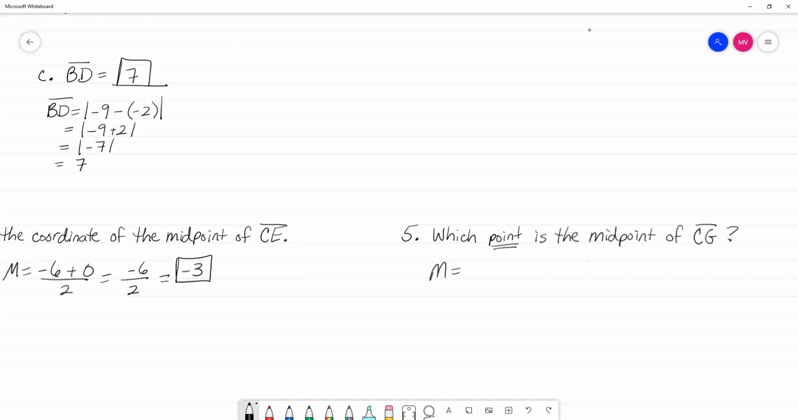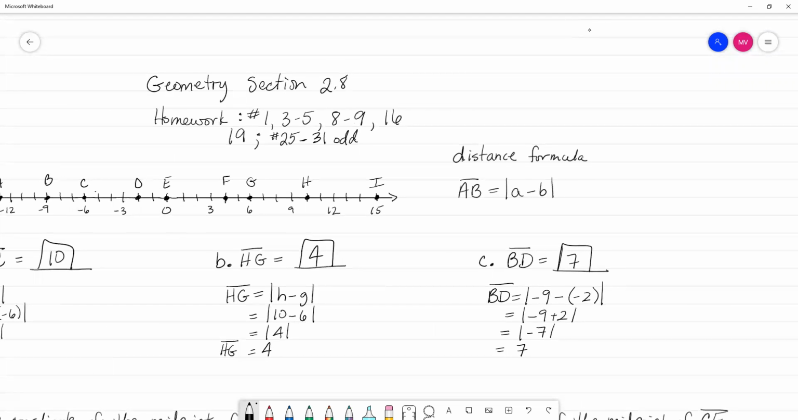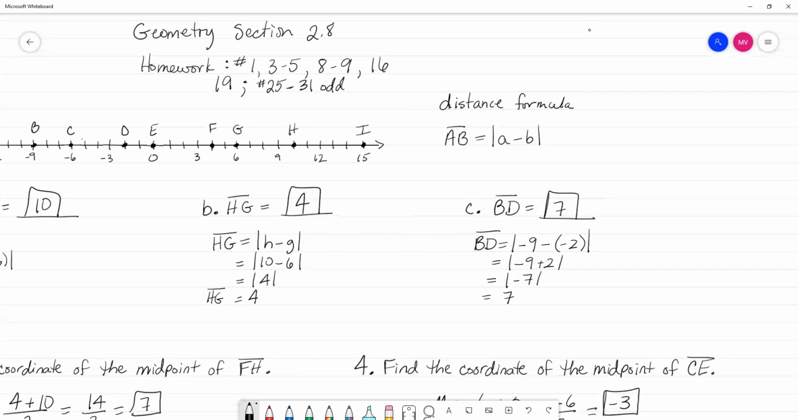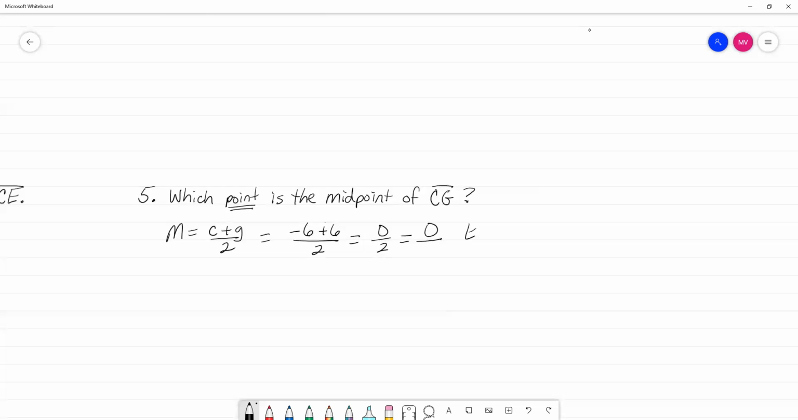So C is -6 and G is +6. So C plus G divided by 2 is -6 plus 6 divided by 2. We know any number minus itself is 0, and 0 divided by any number is 0. So the coordinate is 0, but that's not what we're asking for. We're asking for the point. So go back to your number line, and you can see that the point at coordinate 0 is point E. So your answer here is E.